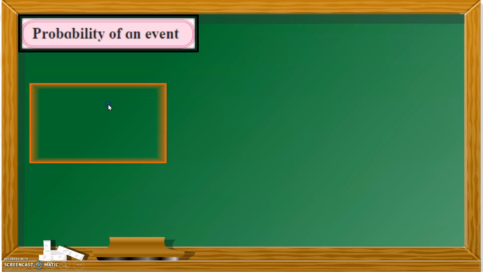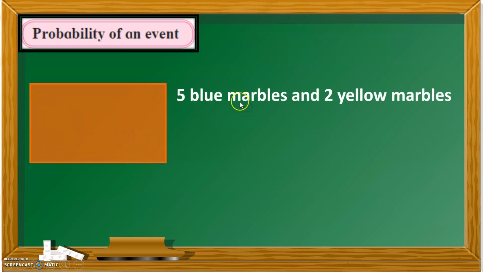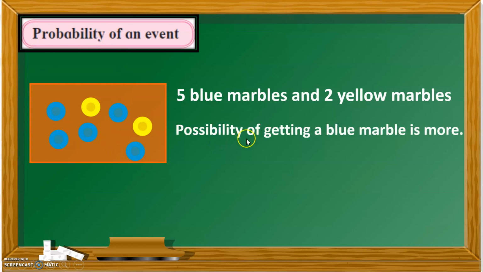Probability of an event. Suppose you are given a box which contains 5 blue marbles and 2 yellow marbles. So these are your 5 blue marbles and these are the 2 yellow marbles. And if you had to pick up any one marble without looking into the box, then the possibility of getting a blue marble is more. Let us understand probability from mathematical point of view.